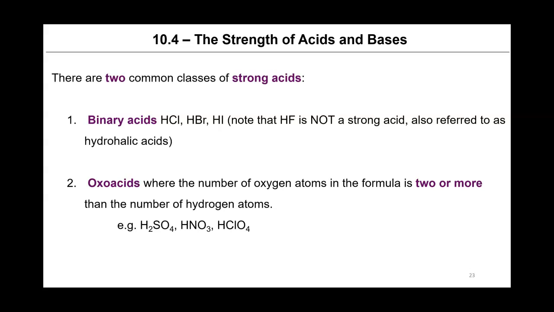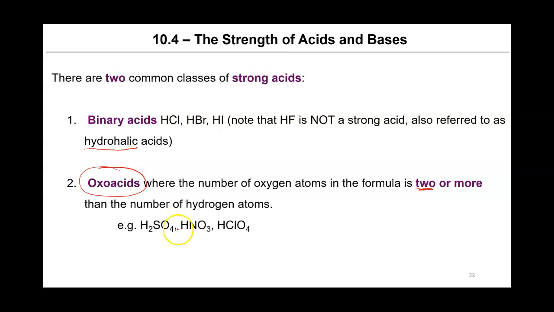There are two common classes of strong acids. There are what we call binary acids, and the binary acids that are strong are hydrochloric acid, hydrobromic acid, and hydroiodic acid. Now, HF is also a binary acid, but it is not strong. This class of acids are also referred to as hydrohalic acids. Oxygen-containing acids, or what are often described as oxoacids, are strong if the number of oxygen atoms in the formula is 2 or more than the number of hydrogen atoms.